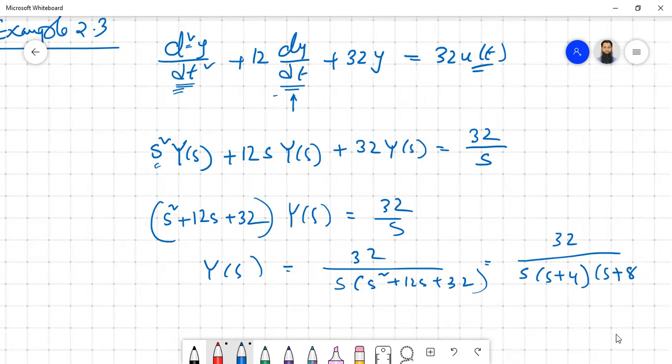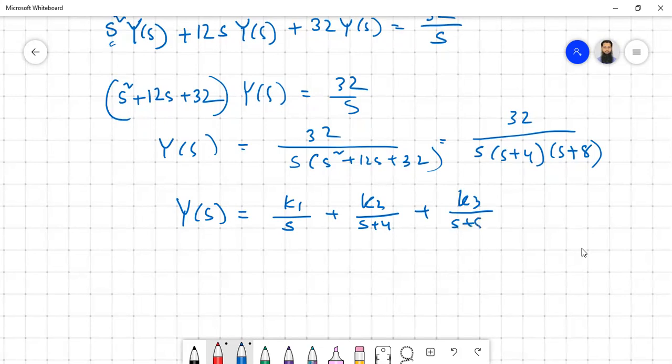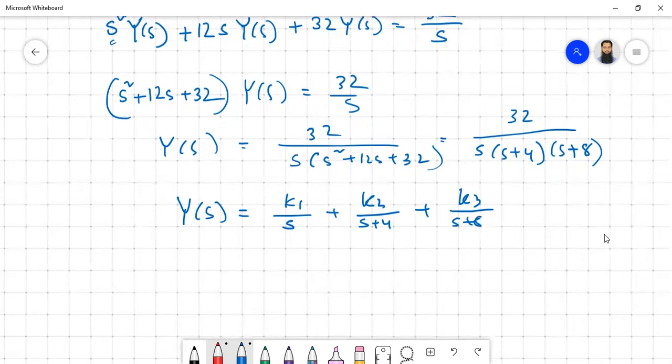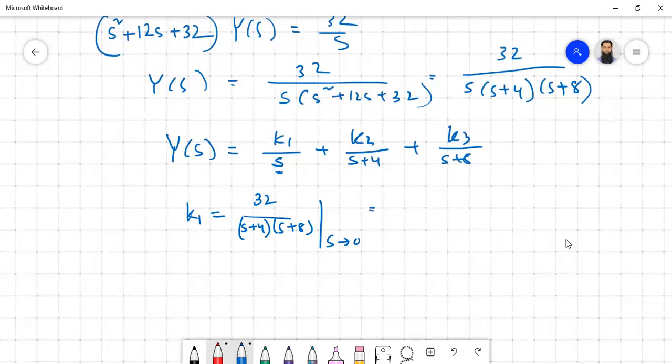So Y(s) has three terms, three roots. We can actually separate them as a summation using partial fractions. So what we are going to have is k1 by s plus k2 by (s plus 4) plus k3 by (s plus 8). Now how to find out k1? Very simple. K1 is 32 by the whole function. From the whole function, that particular term will just vanish. So basically (s plus 4)(s plus 8), and that particular value of s we have to set, and that will give you 32 by 32, that is 1.